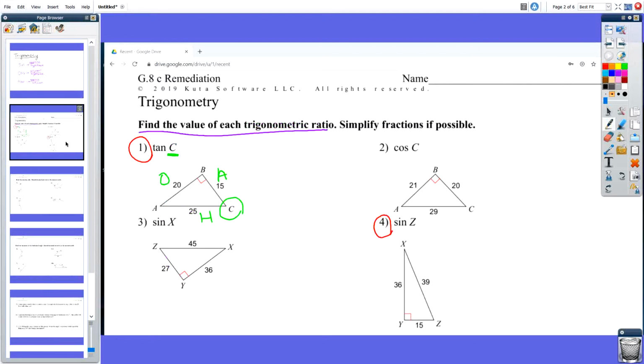And the way that we can remember all 3 of those is by using SOHCAHTOA. So sine is opposite over hypotenuse, cosine is adjacent over hypotenuse, and tangent is opposite over adjacent. So with reference to C, I've got my opposite side and I've got my adjacent side. So I can say that tangent of C is equal to 20 over 15.